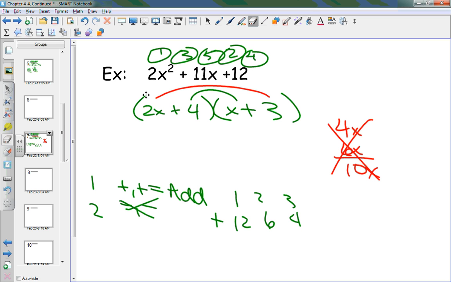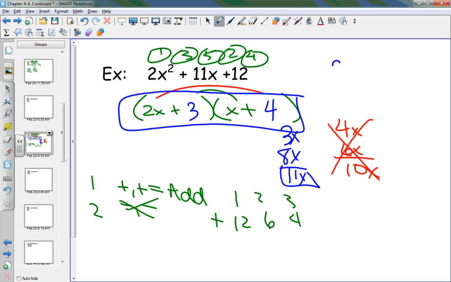Well, I have 4 and 3. Can I flip them? Sure, why not? I can turn this into a 3 here and this into a 4. That's going to give me 3x plus 8x, which gives me 11x. Is that what I wanted? Yes, so now I know I'm done.